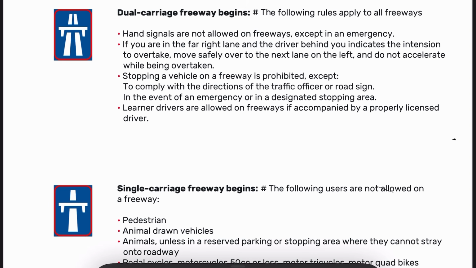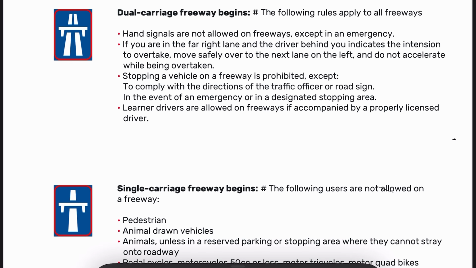If you are in the far right lane and the driver behind you indicates the intention to overtake, move safely over to the next lane on the left and do not accelerate while being overtaken. So when someone is overtaking you, just give them a little space, if it's safe to do so, and you do not have to accelerate.